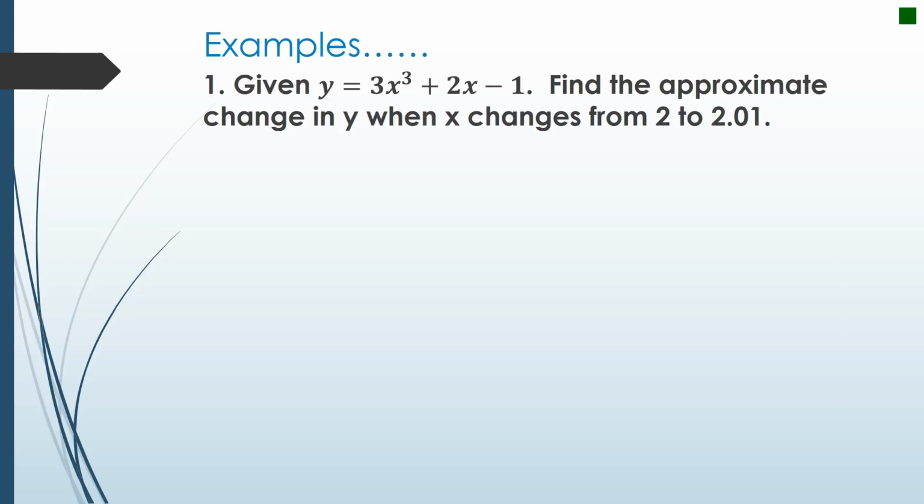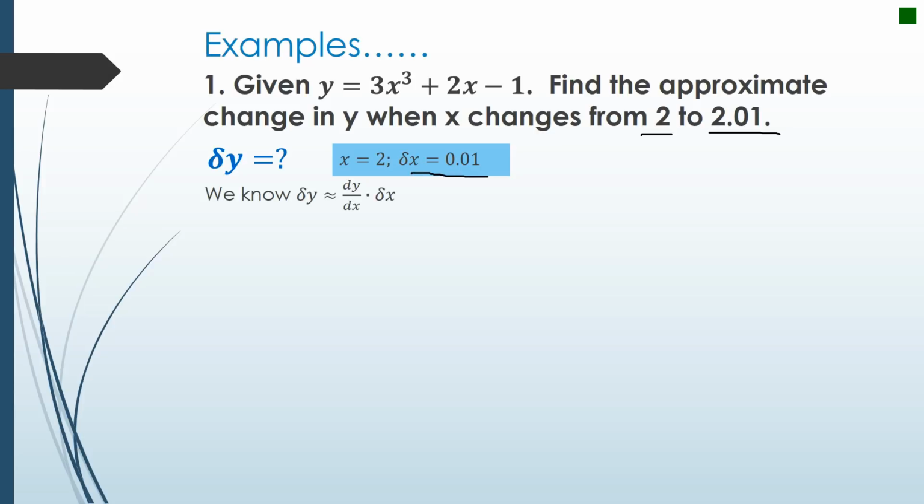So in this example, it is given y equals to 3x cubed plus 2x minus 1. So we are supposed to find the approximate change in y when x changes from 2 to 2.01. So we know that we are supposed to find small change in y, and we can use delta y to represent small change in y. Okay, and we know that the original x value is 2 and now the new x value is 2.01, so x increases by 0.01, so we can say delta x equals to 0.01.